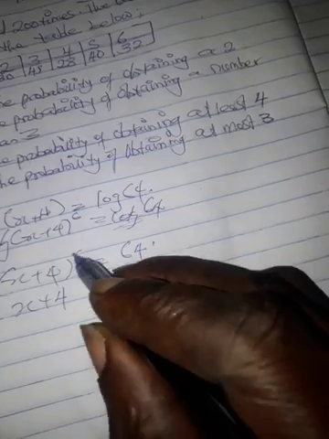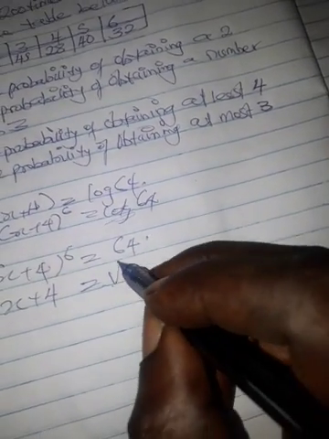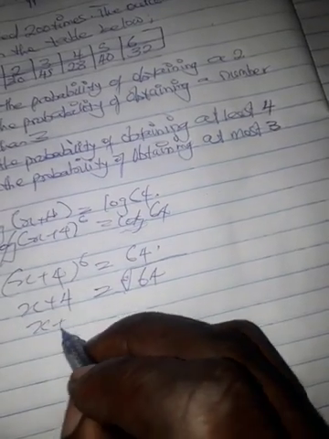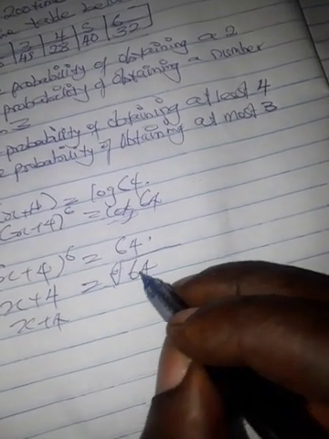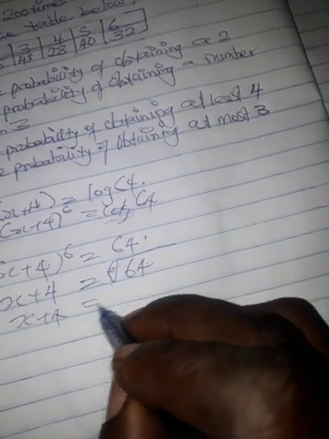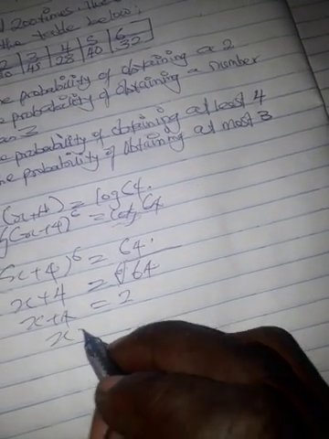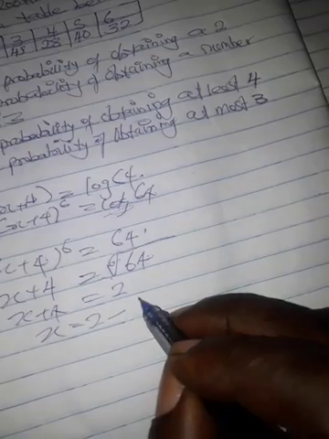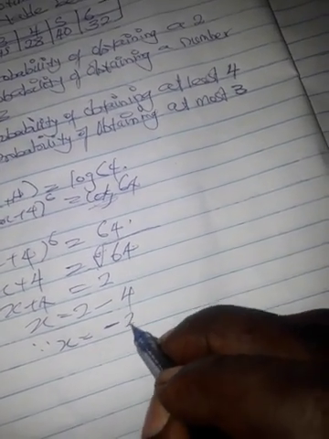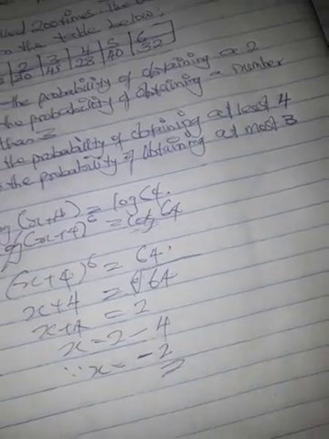Then finding the sixth root, I'm removing this one, taking it to this side, that is the sixth root of 64. So s plus 4, what does this mean? It means what is the particular number you multiply 6 times to get 64? That would be 2. So therefore s equals 2 minus 4. So we have s equals minus 2. So that is how you solve that.